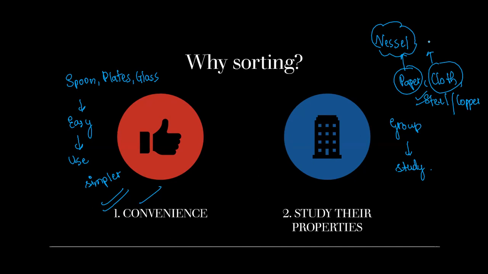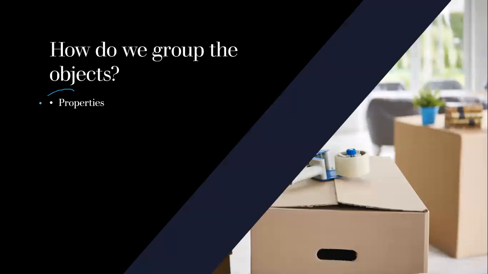So we make the objects, right? We make the materials based on their properties. Okay. Now, if I talk about the different properties, you might have observed that some of the objects are hard, some of them are soft, some of them are soluble in water, some of them are not soluble in water. Based on this, based on the properties, we are going to group the objects and look into the different properties.